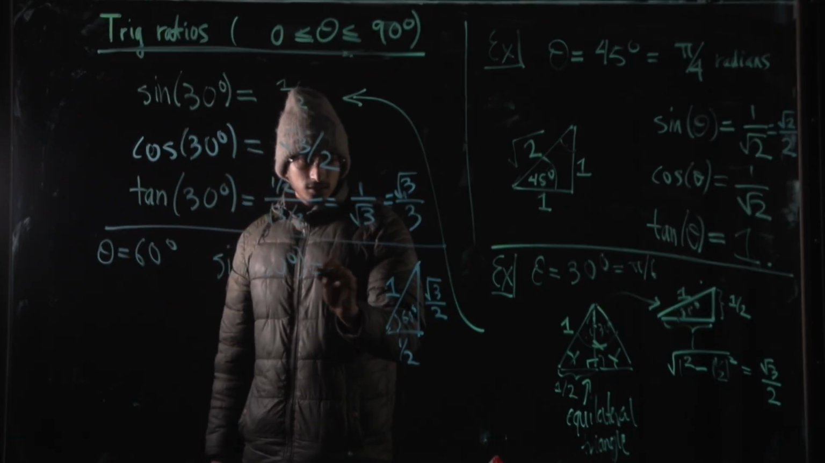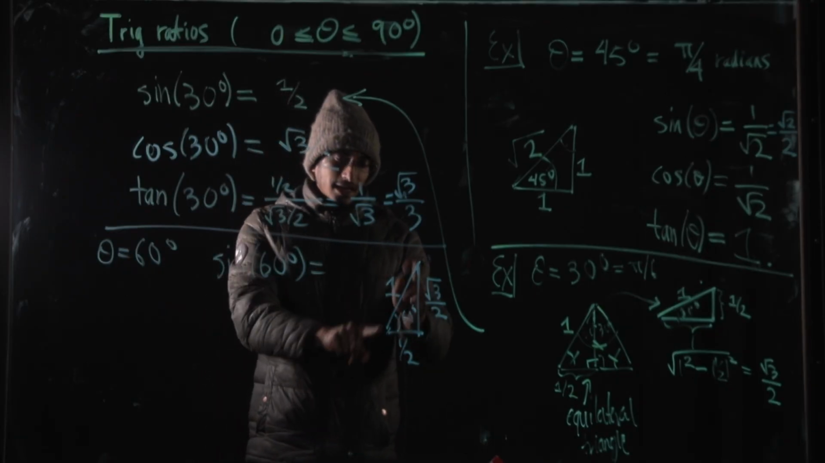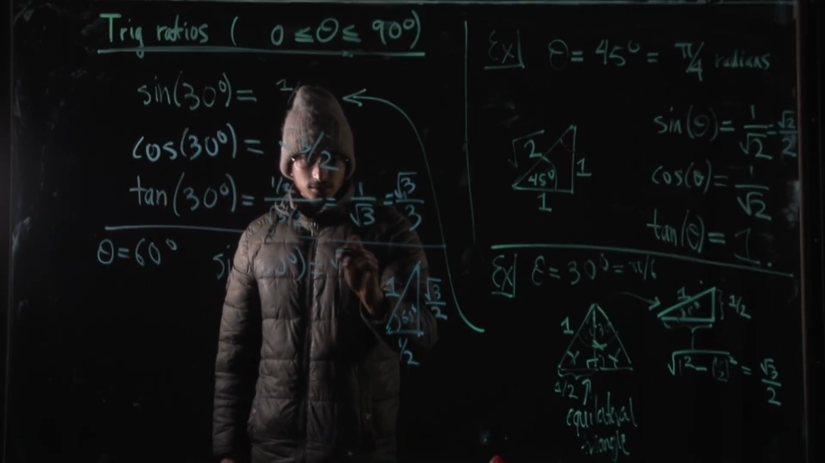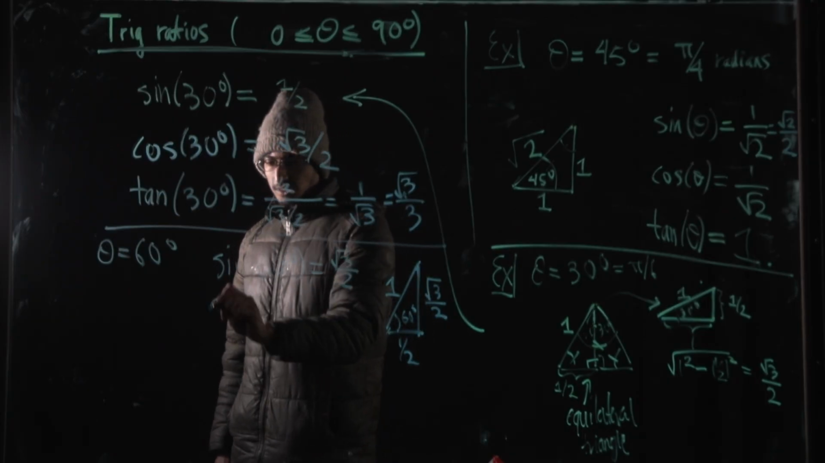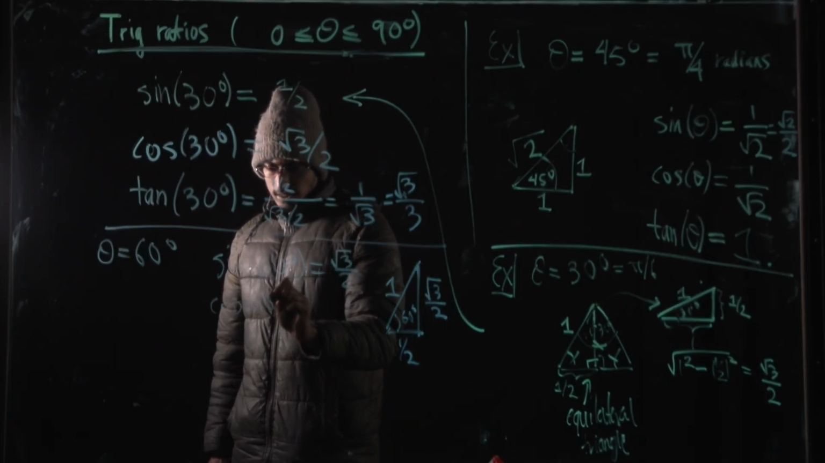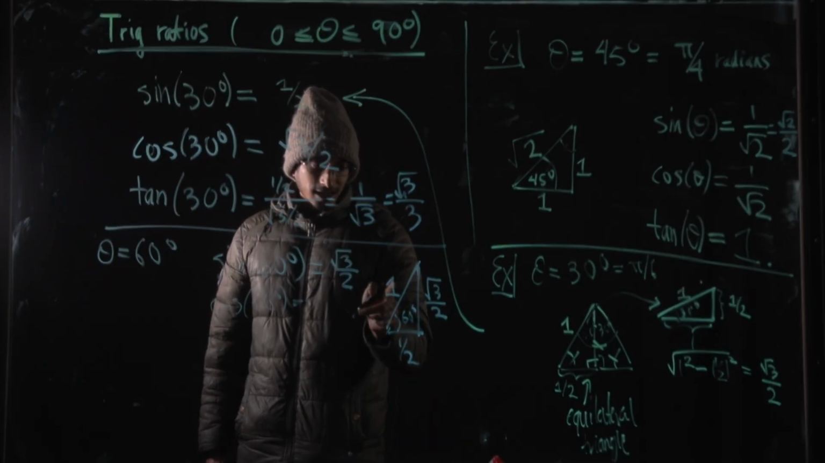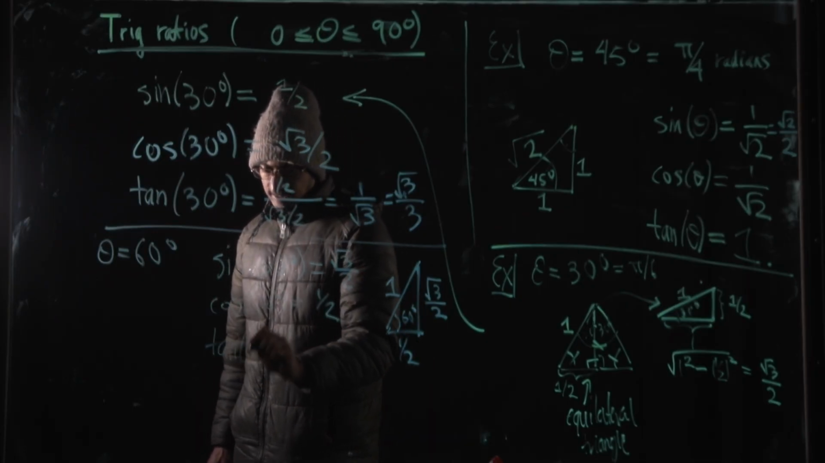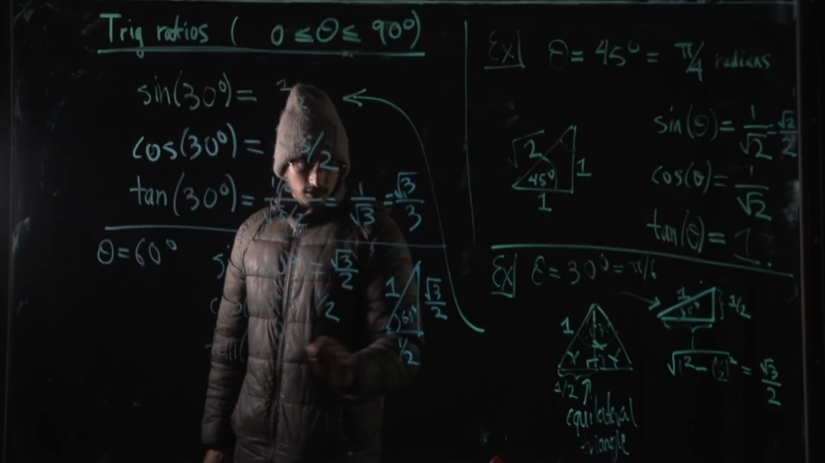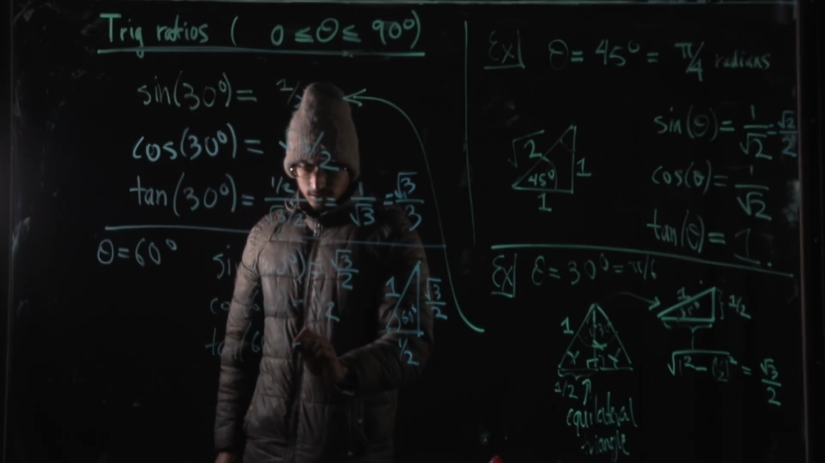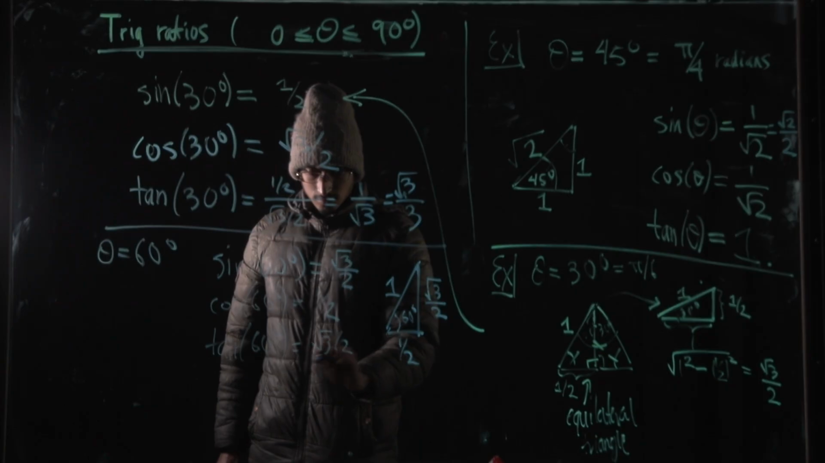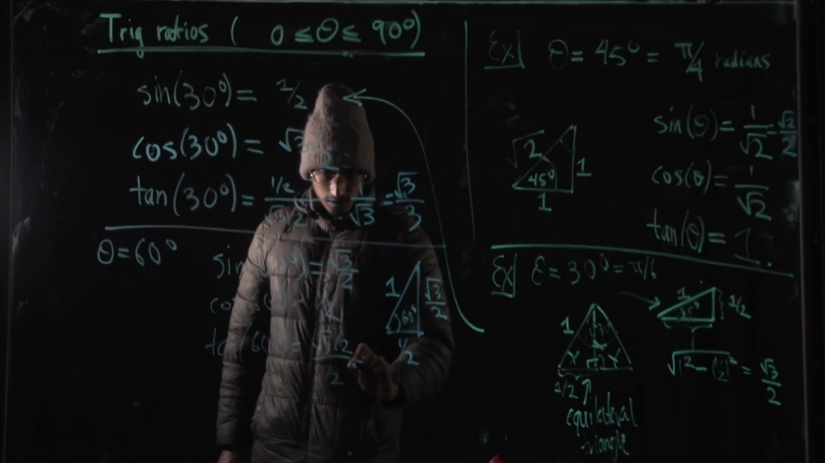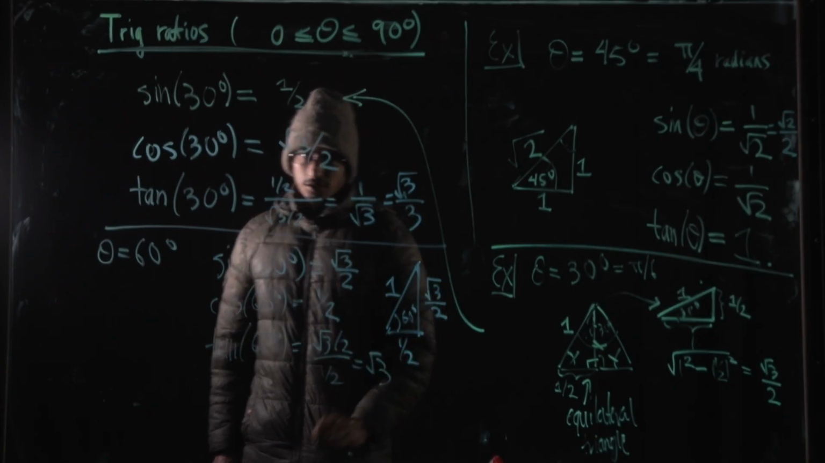Sine of 60 is opposite side over hypotenuse. Cosine of 60 is adjacent side over hypotenuse. Tangent of 60 is this side over this, which is the square root of 3.